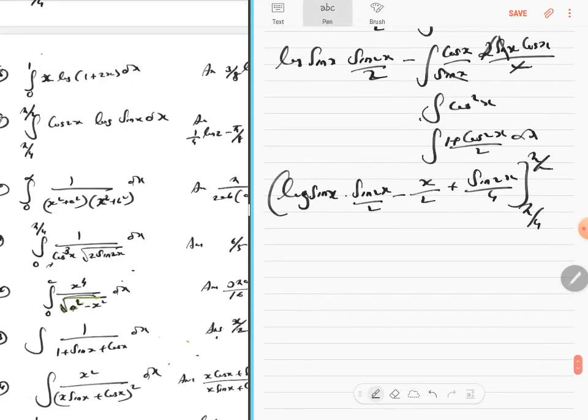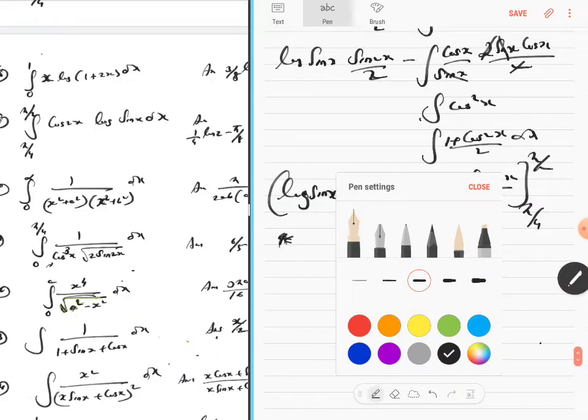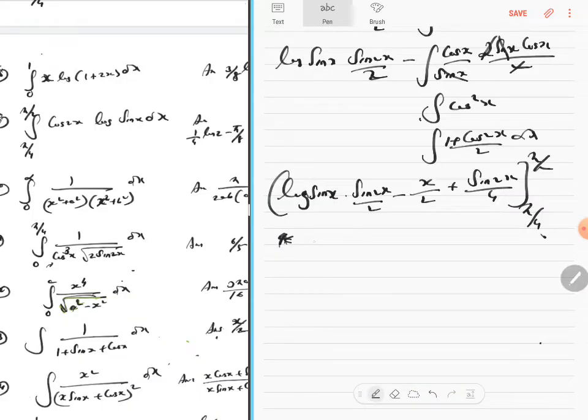So let me apply the limit and see. Log of sin 90, sin 90 is 1, log 1 itself is 0. So the entire first term becomes 0. Okay, upon applying pi by 2, let me go to the next one. On substituting x here, it becomes minus pi by 4 plus sin 2 into pi by 2, which is sin pi, so that becomes 0. So you only have one term, and minus the lower limit pi by 4.